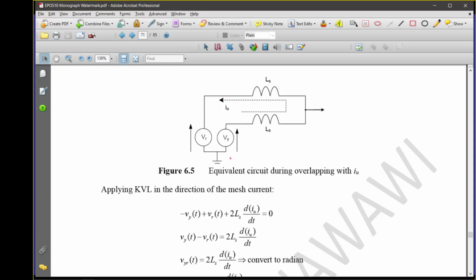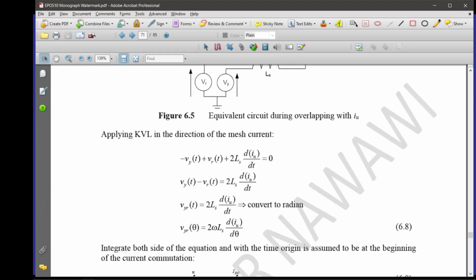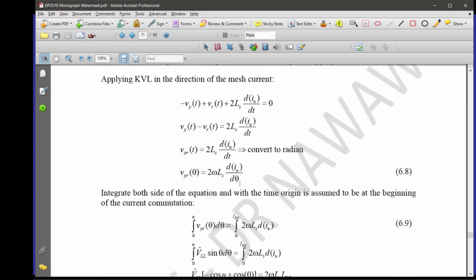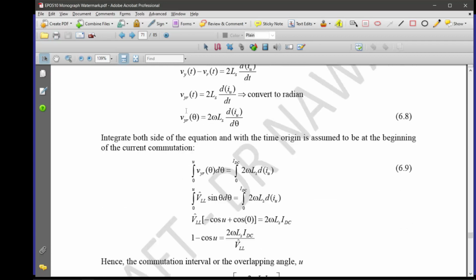So you have minus VY. If you follow this path, it is minus VY plus Ls diU over dt, and then we have another one here, plus Ls diU over dt, so you get the same, 2 Ls diU over dt, equals 0, right? Convert to radians, so you have diU over dθ, and then you integrate the left hand side and right hand side, and you get this, 0 to IDC.